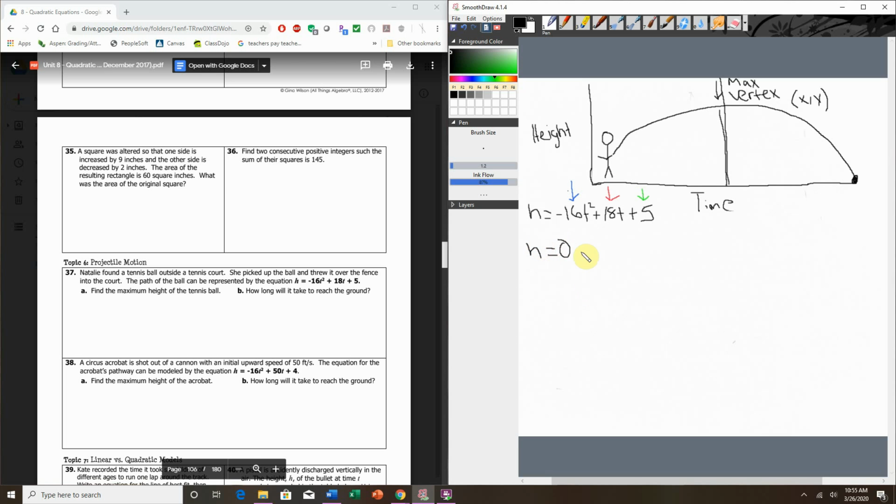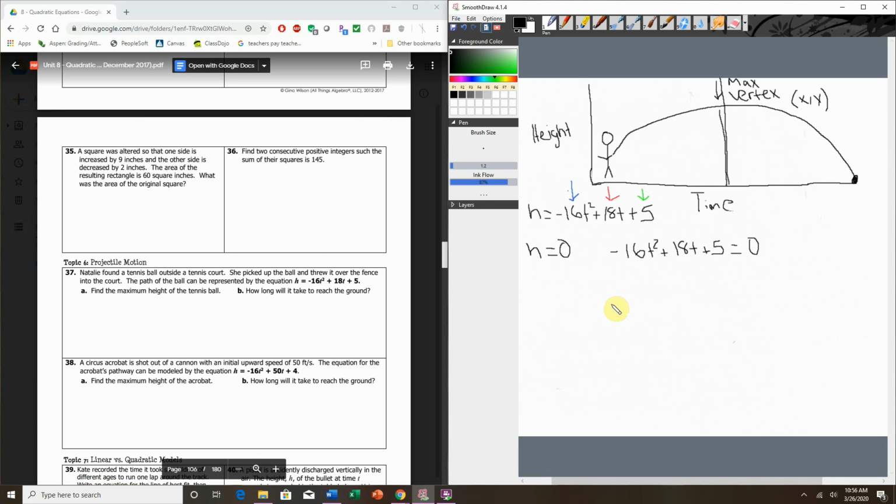So same thing. Now that we know that our height equals 0, and we're trying to find time, because how long will it take? That's a unit of time. So we can rewrite our equation as negative 16t squared plus 18t plus 5. And we're going to replace that h with a 0 now. Now, looking at this quadratic, you could use the slip and slide method, or in this case, I'm going to use the quadratic formula as review for our class.